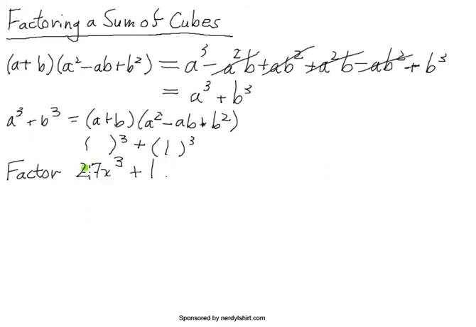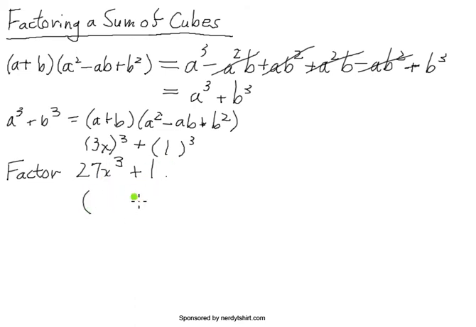27x cubed is only moderately more complex. The 27 you get by cubing 3, and the x cubed you get by cubing x. So 3x is the thing you perfectly cube to get 27x cubed. So now you know the things that are being perfectly cubed to get you the terms of this sum of cubes. They're 3x and 1.